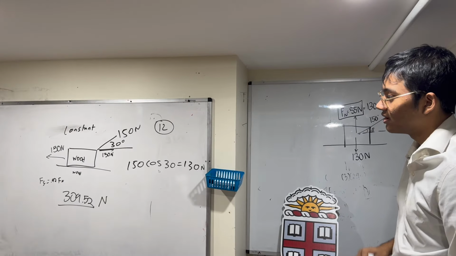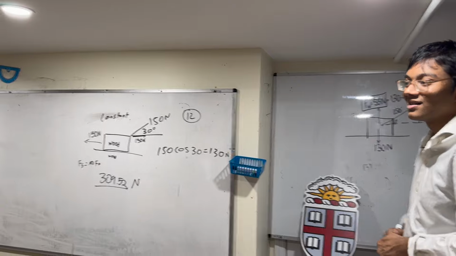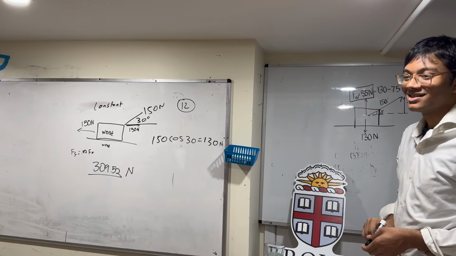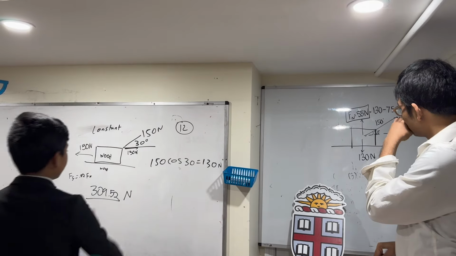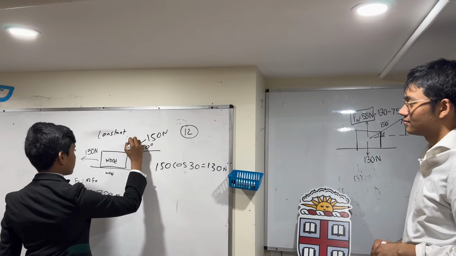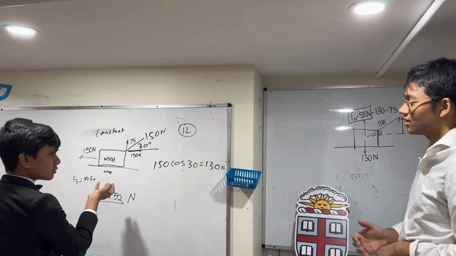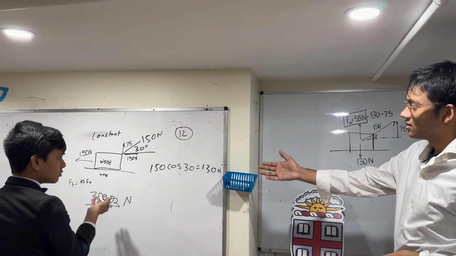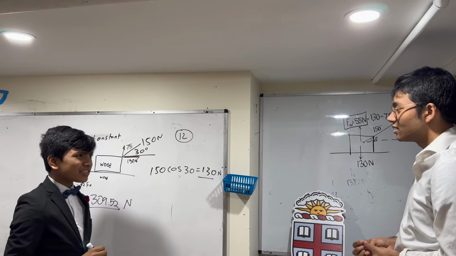What is it? Normal force? 309.52. Oh my God. Normal force is, of course, what is the y direction of the applied force? 75. And what is the weight? 150. How do you know that? You don't know the weight? We just found it. What is the weight? This is 130, which is the component. That's not the weight? Are you stupid?